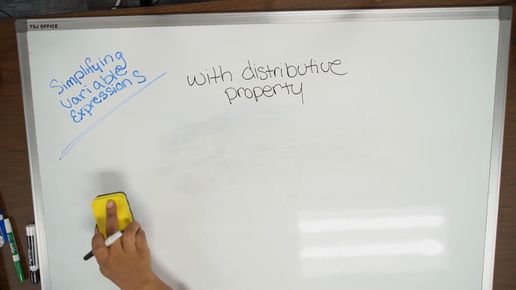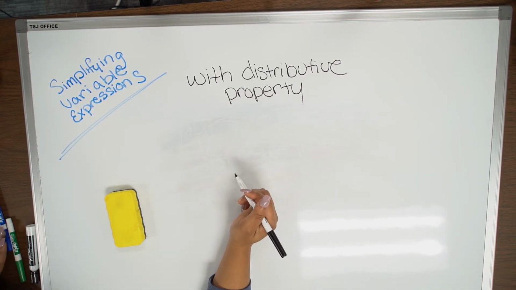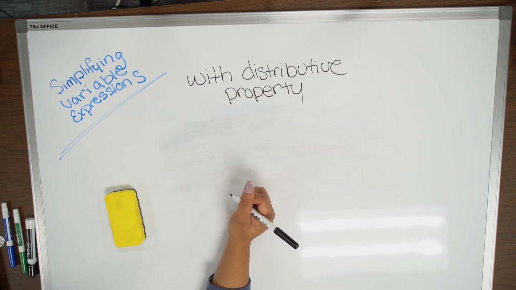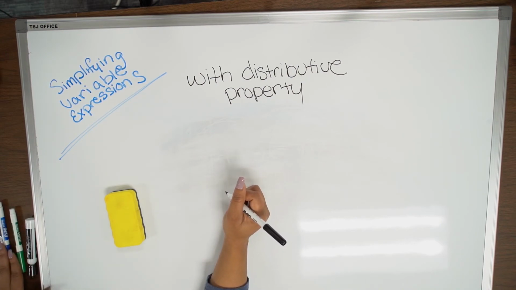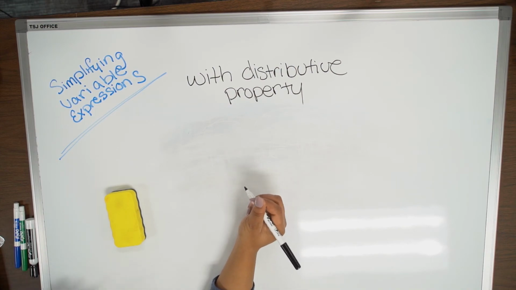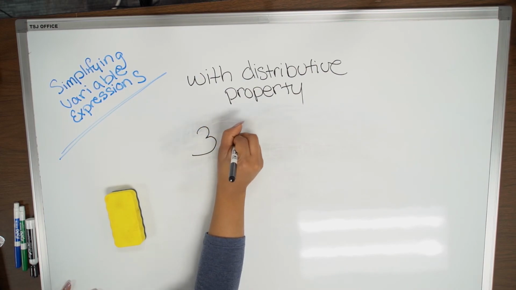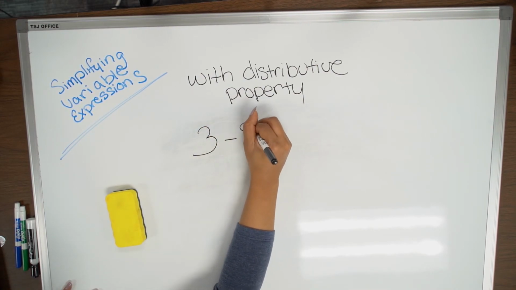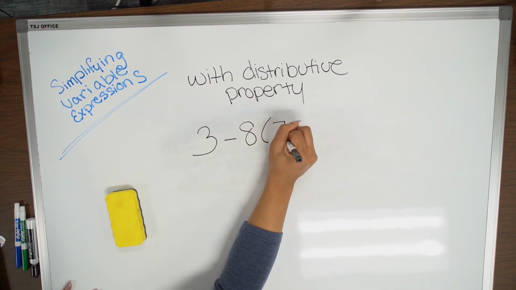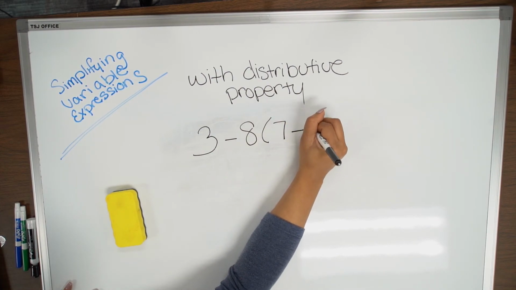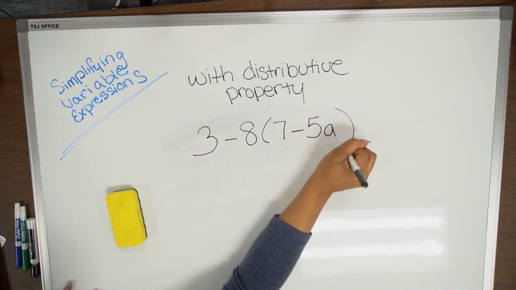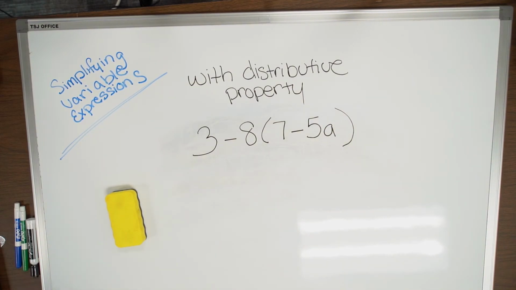Let's do another one, the last one. This one, I'm going to go especially slow one more time, and I forgot I had different colors, so I'm going to use different colors to hopefully help it make sense. We have 3 minus 8 times 7 minus 5a. All right, that is our original problem.